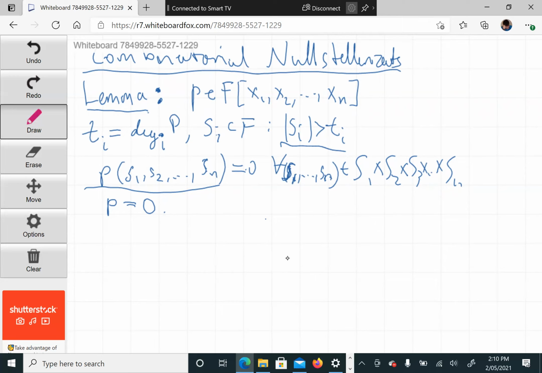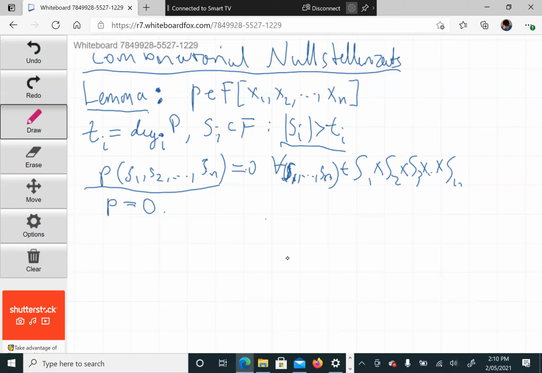Because P takes in n-tuples, if you just take an n-tuple that ranges within these sets, then the conclusion is P is actually 0. So if you have enough things going to 0, then the whole polynomial is 0.